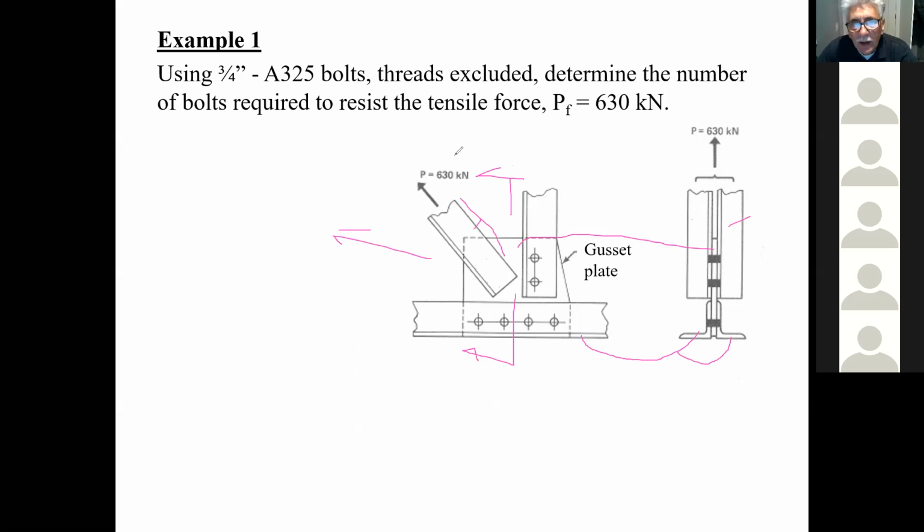And what's happening is that 630 kilonewton of force is being resisted by 1, 2. So in other words, it would be 315 in this one and 315 in that one. Okay? Now, is anybody having problems seeing the drawings? And I'll go over it if you want. If not, I'll just clear this.